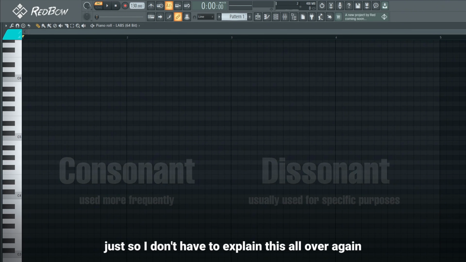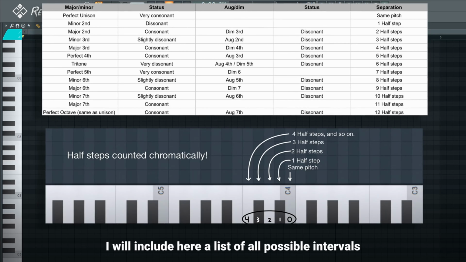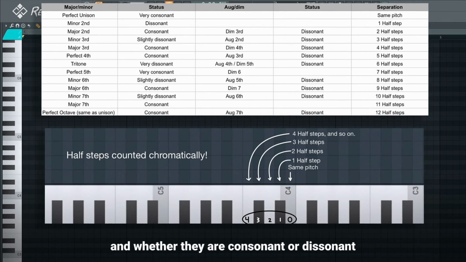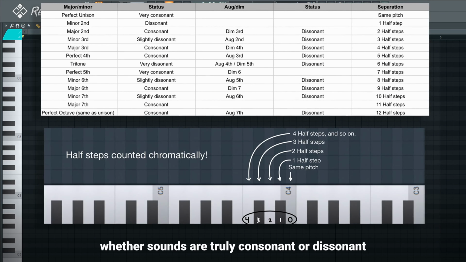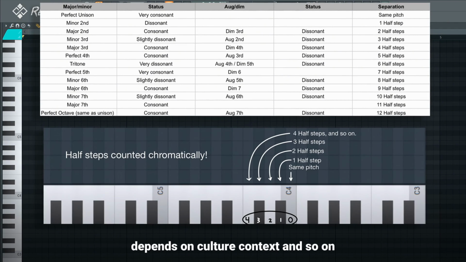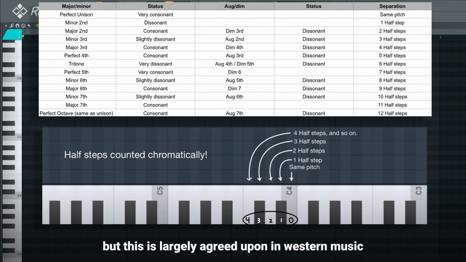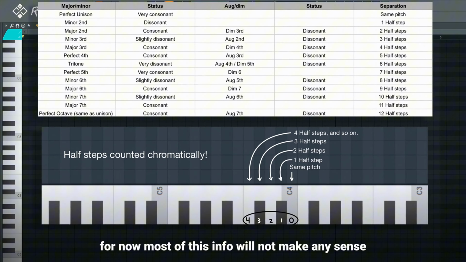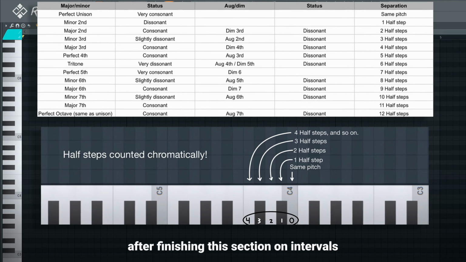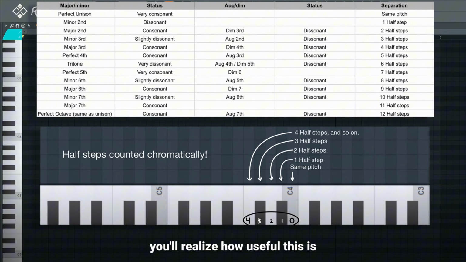Just so I don't have to explain this all over again, I will include here a list of all possible intervals and whether they are consonant or dissonant. Of course, whether sounds are truly consonant or dissonant depends on culture, context, and so on, but this is largely agreed upon in Western music. For now, most of this info will not make any sense, but I promise if you come back later after finishing this section on intervals, you'll realize how useful this is.